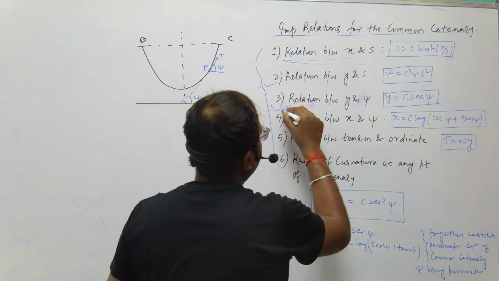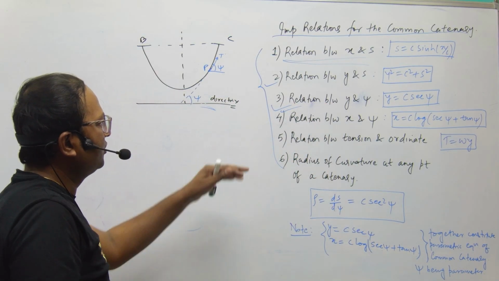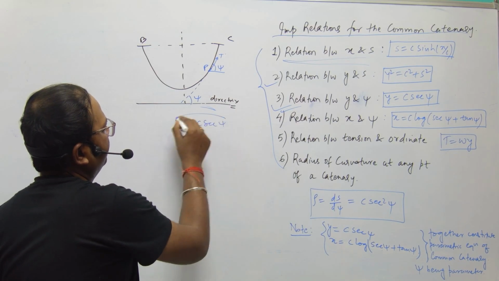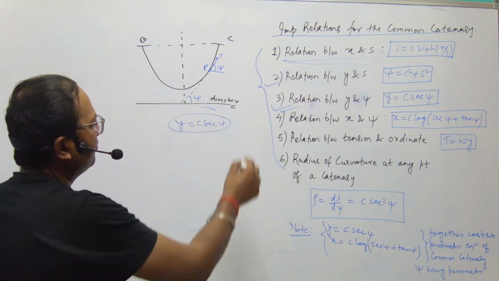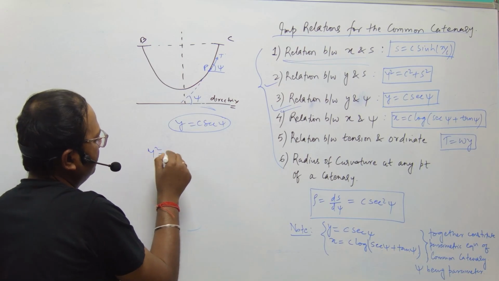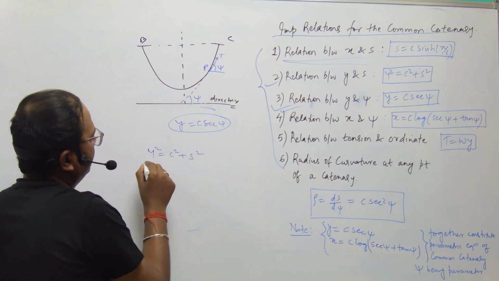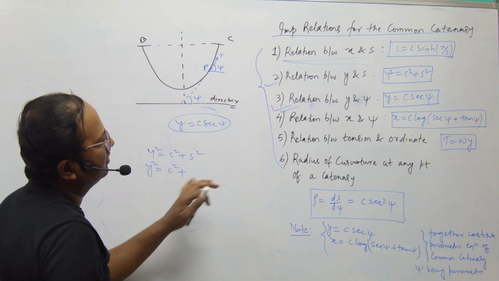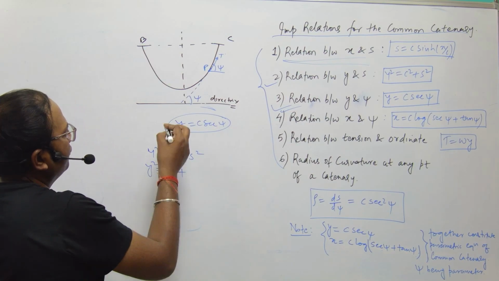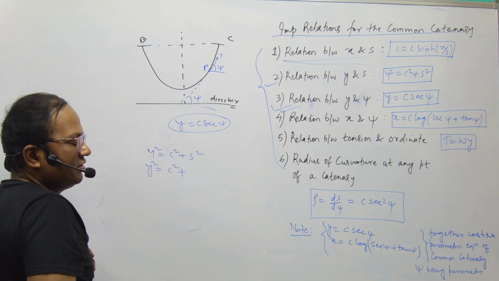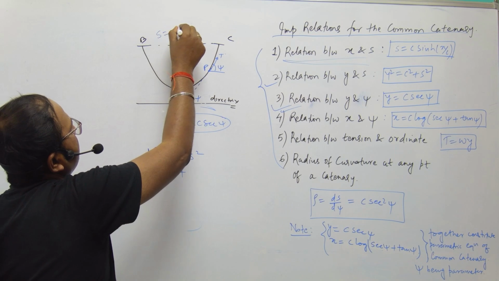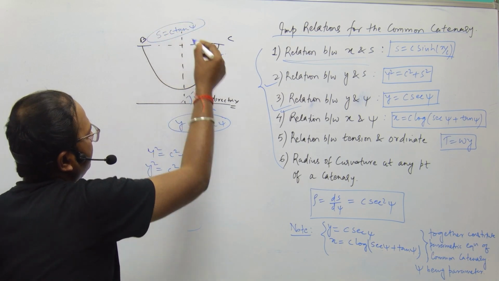Let us discuss relation 3. We have to prove that y is equal to c times sec psi. From relation 2, we have y square is equal to c square plus s square. The value of s, from the intrinsic equation of the common catenary, is s is equal to c tan psi.